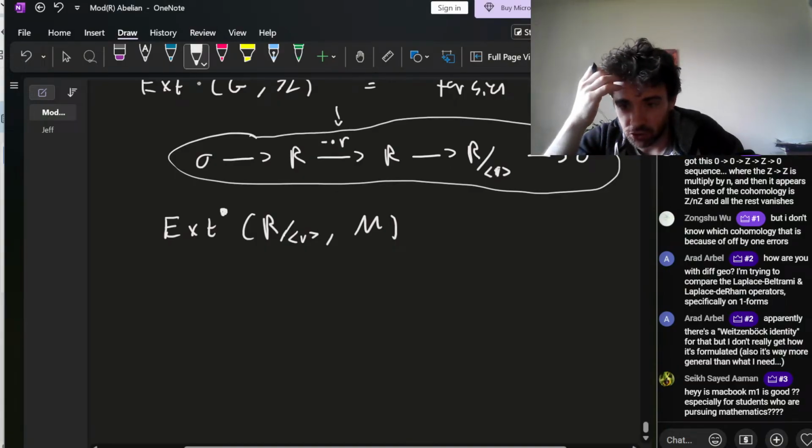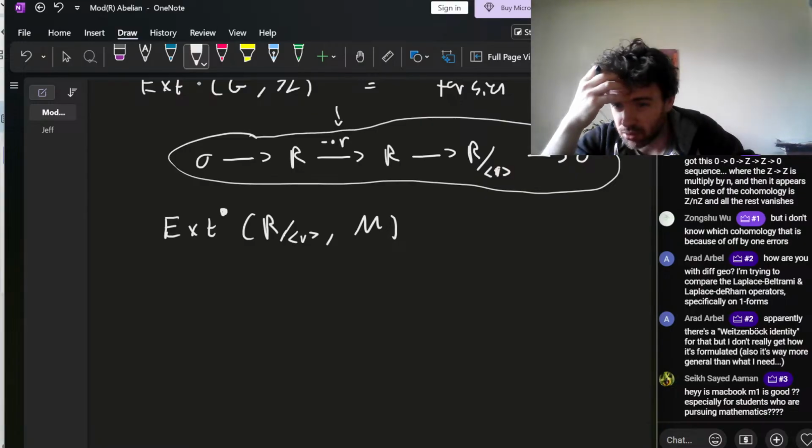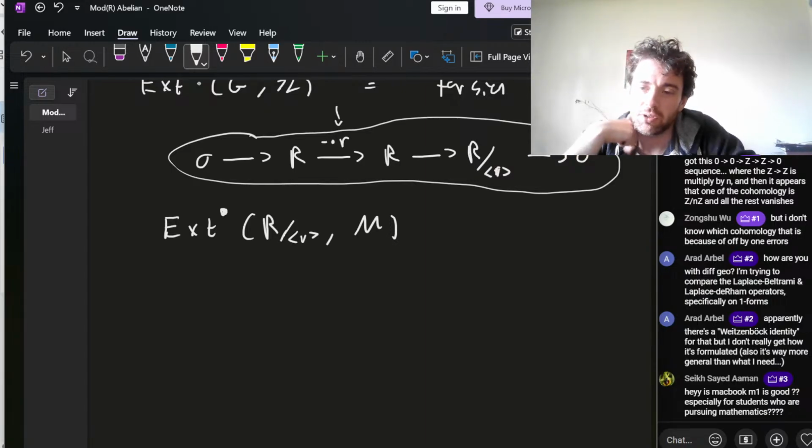How am I with differential geometry? Trying to compare the Laplace-Beltrami and Laplace-de Rham operators, specifically on one-forms. Interesting. I don't know if I'm good enough to help you, but let's look it up. Apparently there's a Weitzenböck identity for that, but you don't really get how it's formulated.